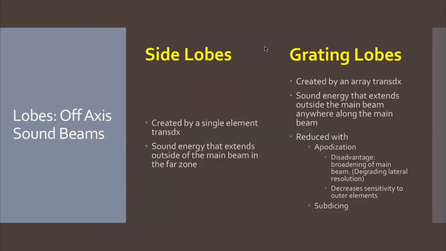Side lobes are created when you're using a single element transducer, and it is sound energy that extends outside of the main beam axis in the far zone. So this is what side lobes look like. Here you have your single element transducer, and you have your pulse. Side lobes are in the far zone, so they come out like this, right? So those are the side lobes, and they're on the side of the far zone.